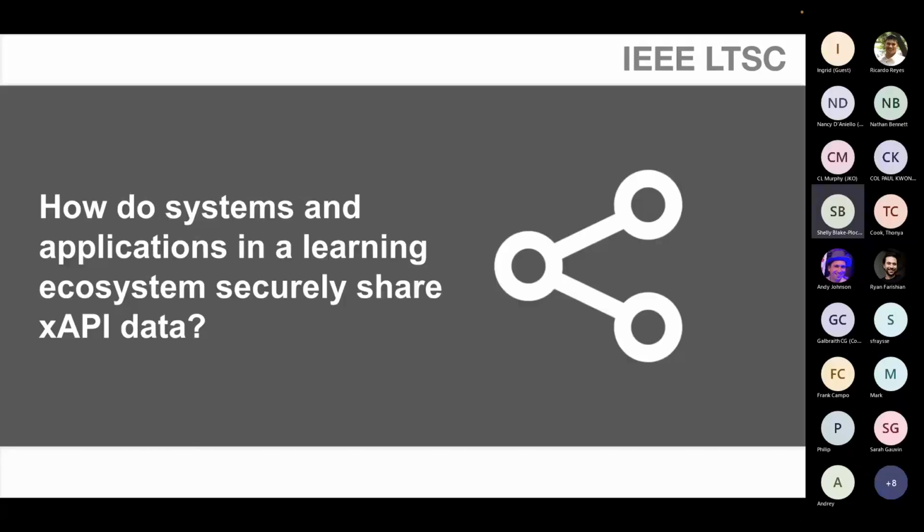So the key question that we're going to ask through this webinar is, how do systems and applications in a learning ecosystem securely share xAPI data?